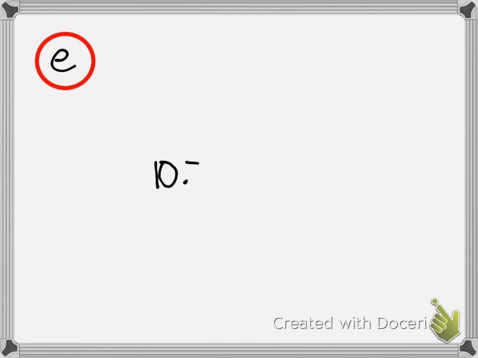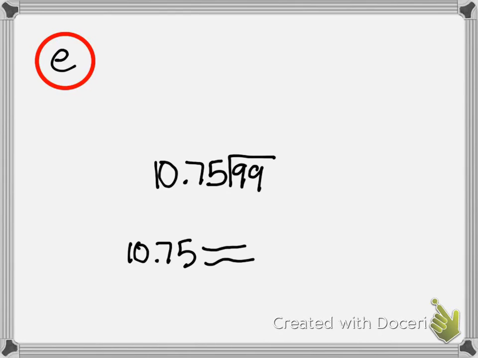So our problem is 10.75 going into 99. So it's 99 divided by 10.75. What did you round? I rounded 10.75. Perfect. So what'd you round it to? 11. Excellent. It's about equal to 11.